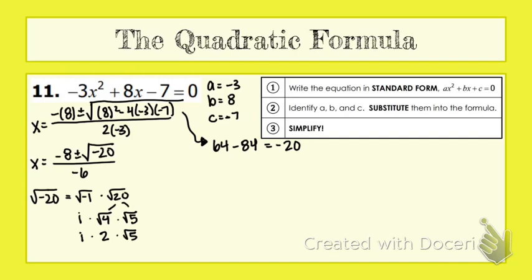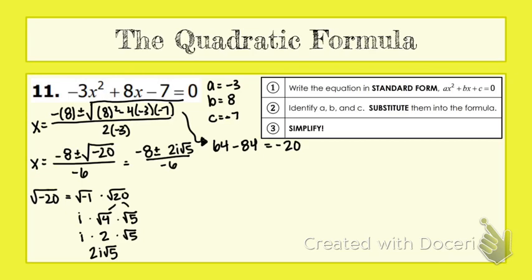So then when we multiply i times 2 times radical 5, or square root of 5, the proper form to write that is 2i square root of 5. And that's what we're going to plug back in up here. So we have -8 plus or minus 2i square root of 5 over -6.